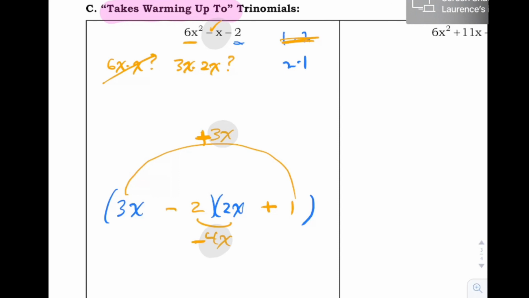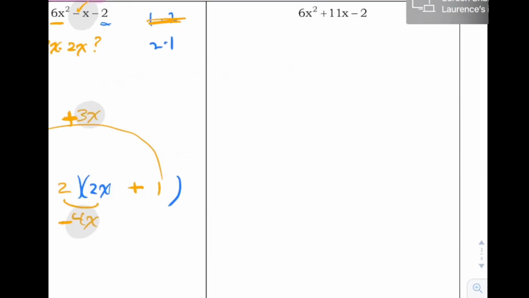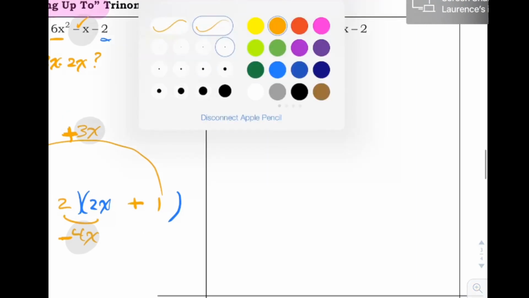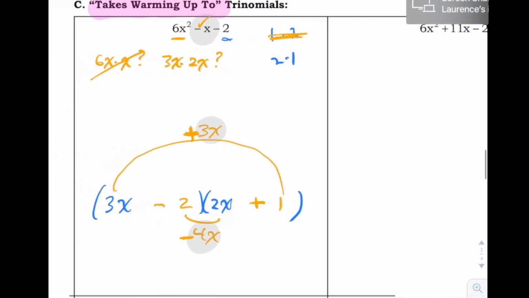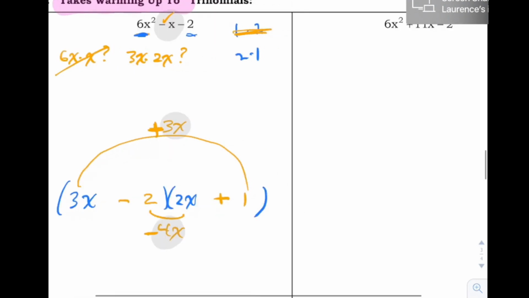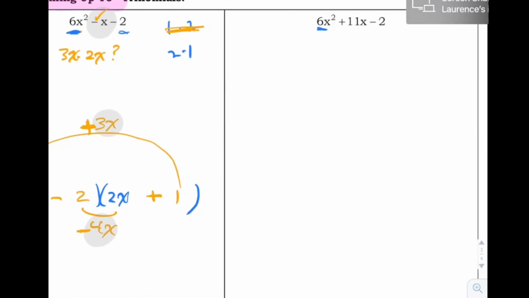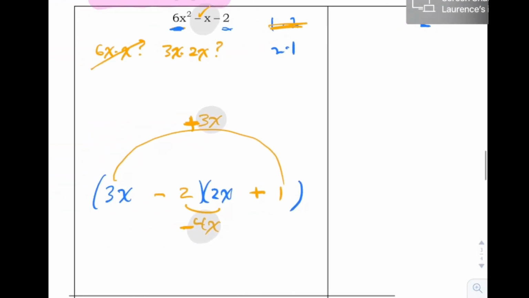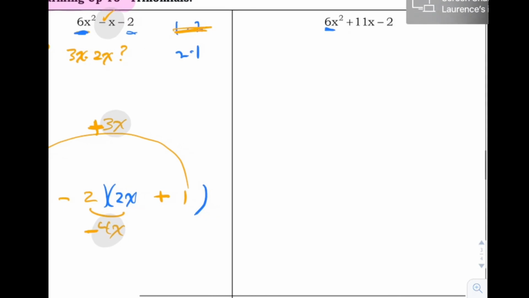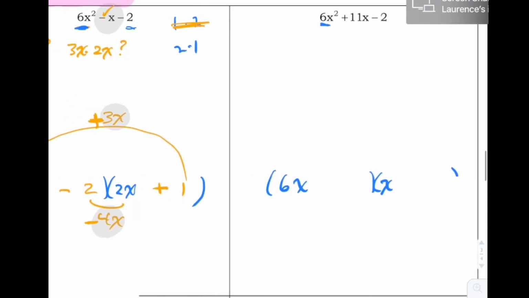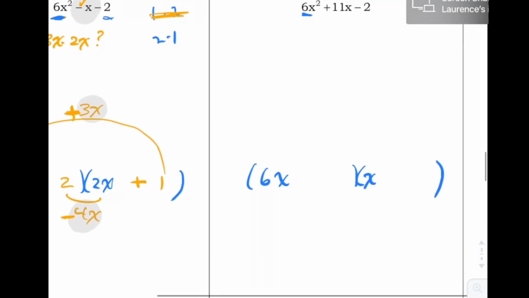It worked! Yay! So these take warming up too because sometimes you have to try more than one way for the first term. Oh, there's that 6x squared again. Maybe it'll be 6x times x. Maybe it'll be 3x times 2x. I don't know. 6x times x didn't work last time, so hopefully it'll work this time.